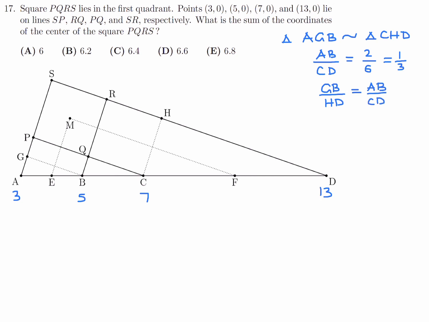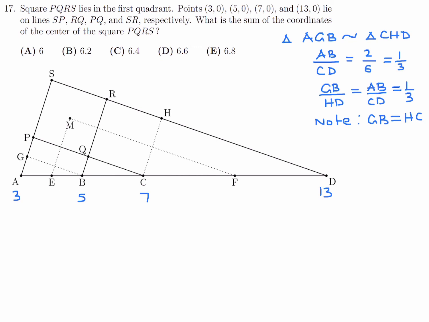But AB over CD is 1 over 3. So that means GB over HD is 1 over 3. But note something very interesting: GB, because it is here, this is GB, is identical to PQ, which is a side. PQ is the same as RQ, it's the side of the square, and RQ is the same as HC. So in a roundabout way, we conclude that GB is equal to HC.